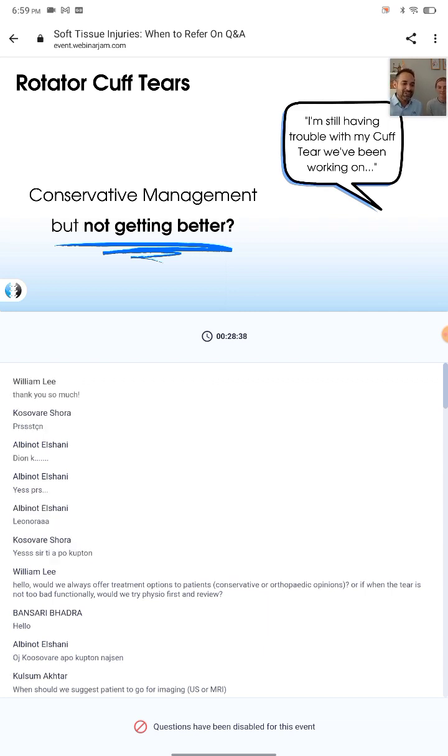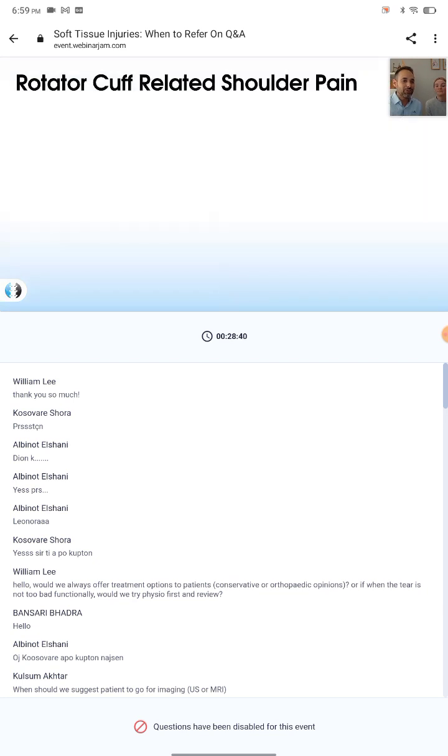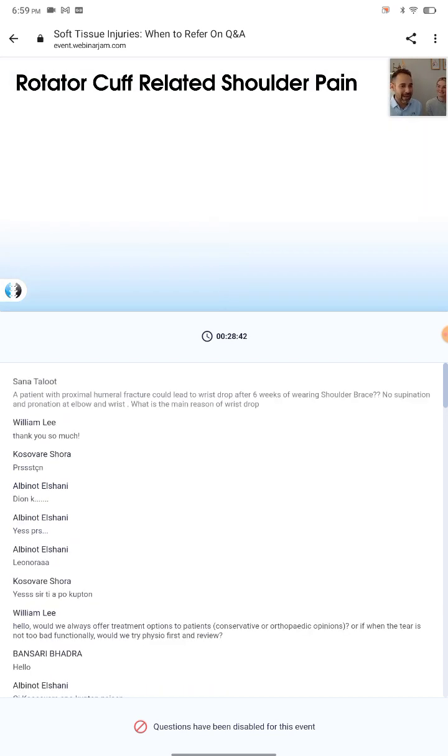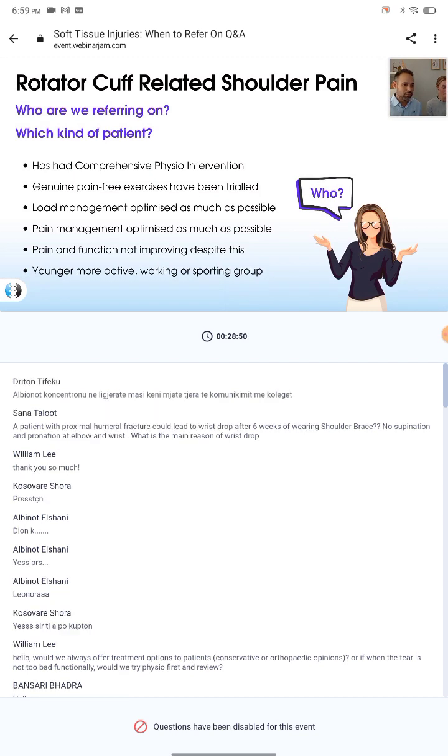Okay, so we're now going to move on to rotator cuff related shoulder pain, also subacromial pain and rotator cuff tendinopathies too. So I suppose if we think about the difference between this individual and the cuff tears, we're probably thinking about individuals where there hasn't been a trauma. Where do you want to jump in?